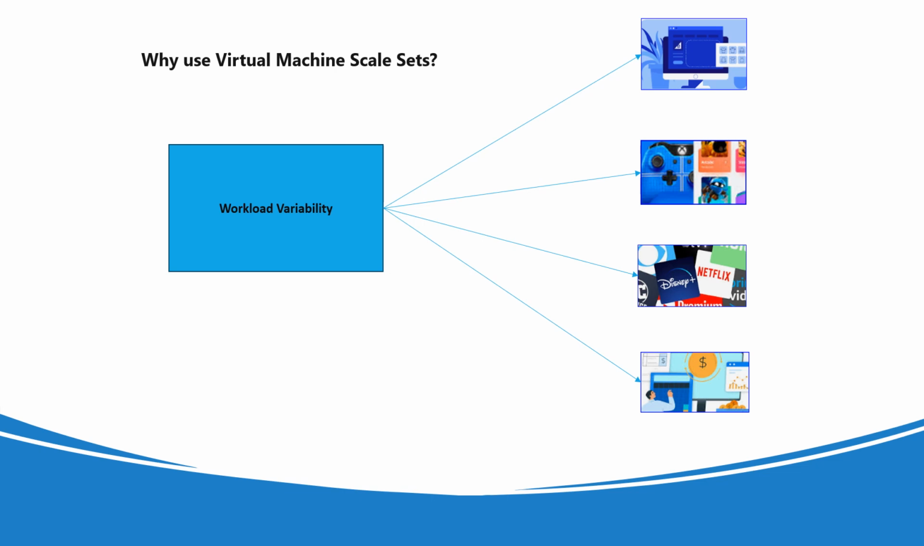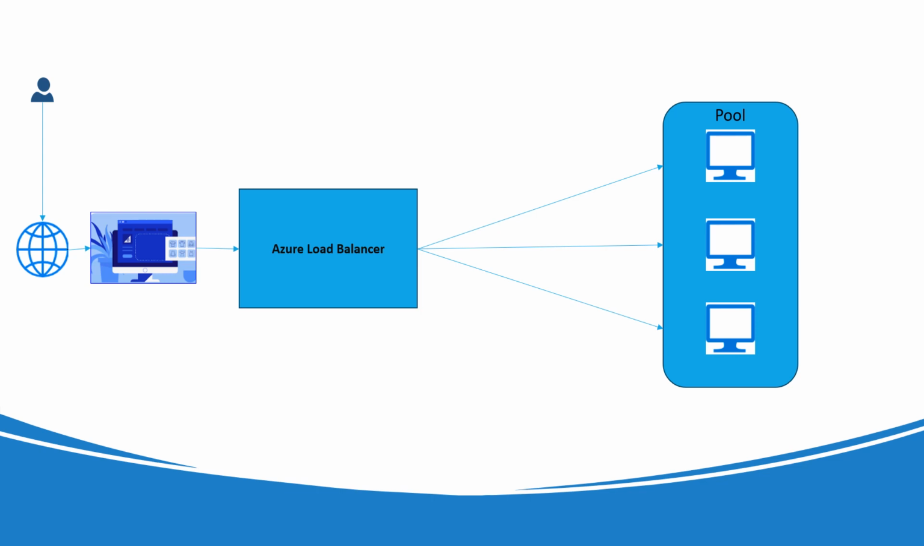The second example you can quote is an online gaming platform. Online gaming platforms may experience high traffic demand during specific hours of the day or weekends when players are more active. VMSS can dynamically scale resources to accommodate the influx of players, ensuring that the game servers can handle the increased load without affecting player performance or causing server downtime. Similarly, you have other use cases, which can be media streaming services, or some sort of financial applications.